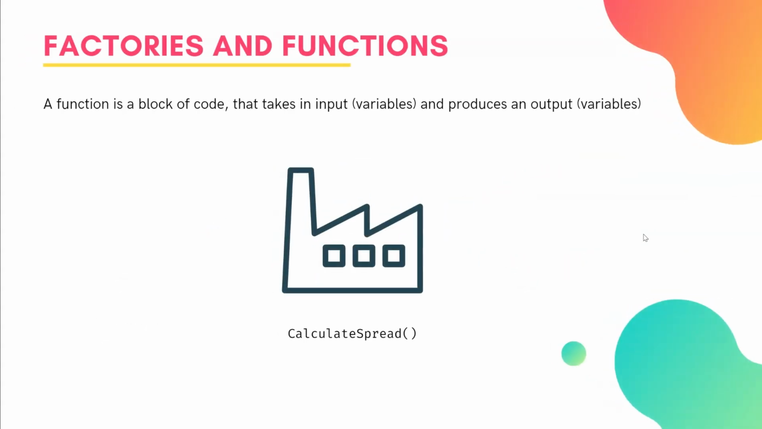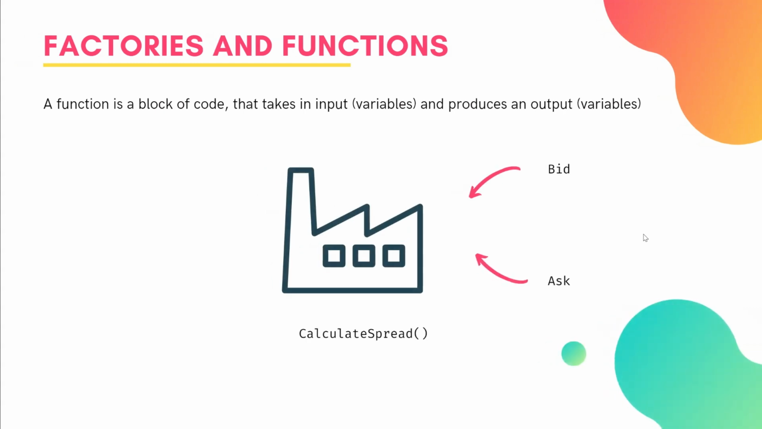So a function is a block of code that takes input variables and produces an output. So as an example, we might create a function that's going to calculate the spread for us. Now, this is a very simple calculation to do, and there'll be packages, and you could do it in other ways. But if you wanted to create your own function, you could create one that calculates spread. So very, very simple.